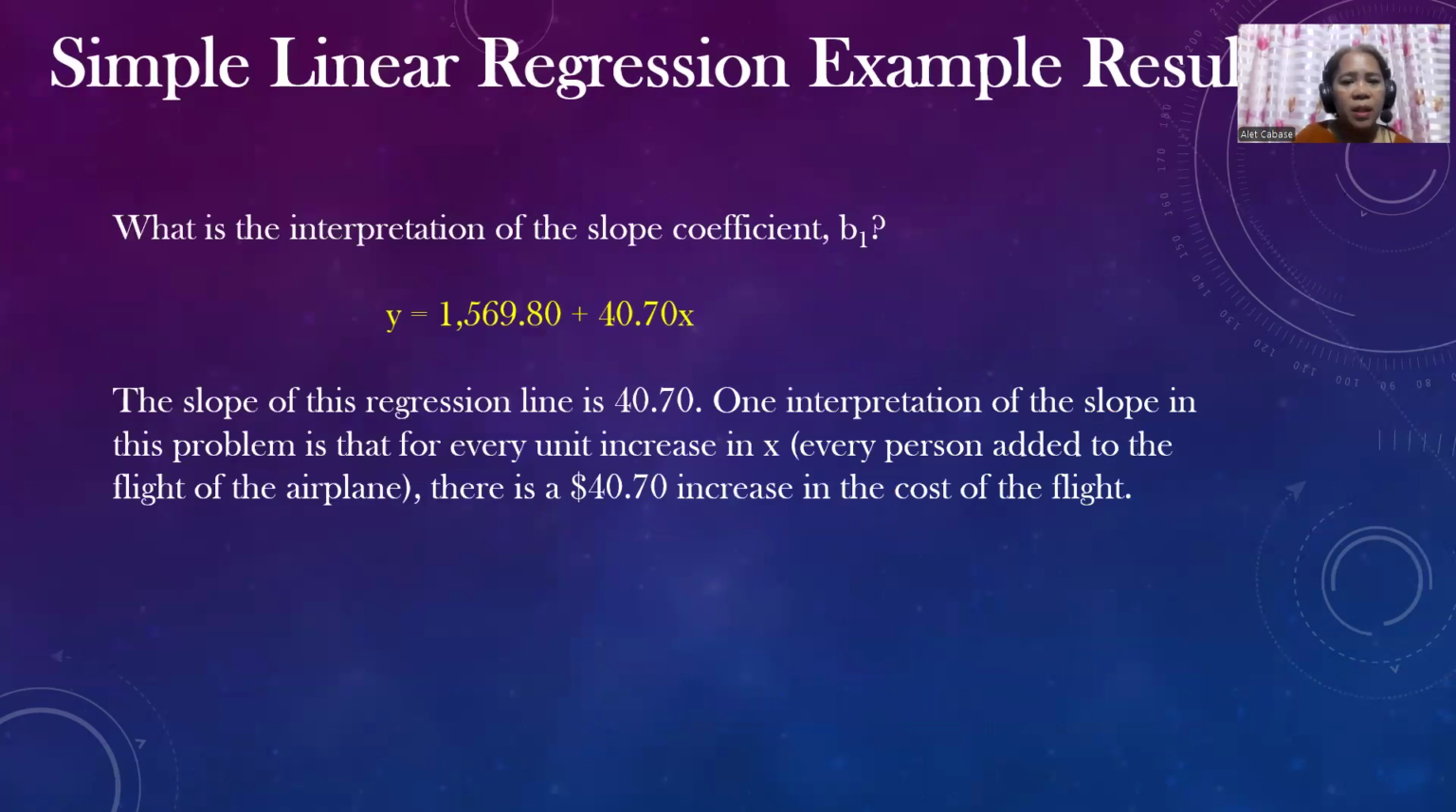So what is the interpretation of the slope coefficient b sub 1? The slope of this regression line is 40.70. One interpretation of the slope in this problem is that for every unit increase in x, that is every person added to the flight of the airplane, there is a $40.70 increase in the cost of the flight.